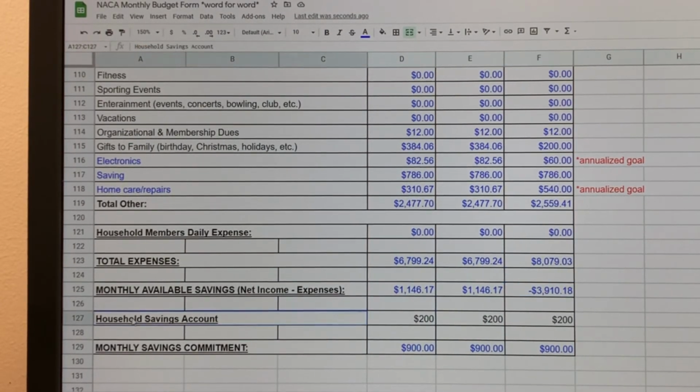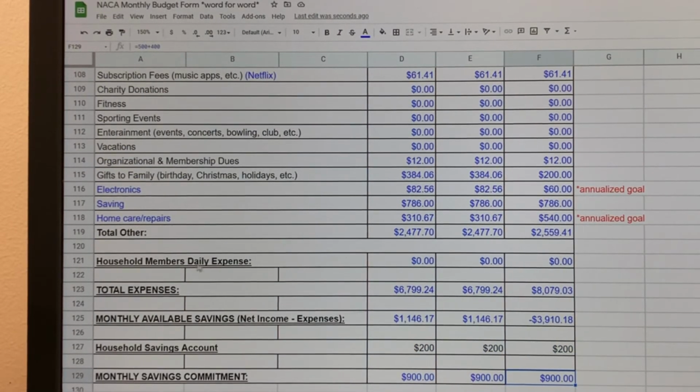And then the home buying program we're in set a goal for us, well, for everyone. They want you to at least save $200 per month. And so then at the bottom you show how much you're committed to saving, or how much you did save towards your home.